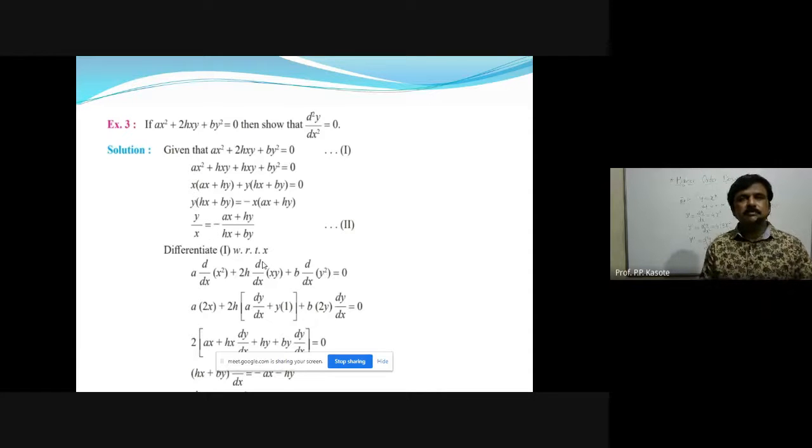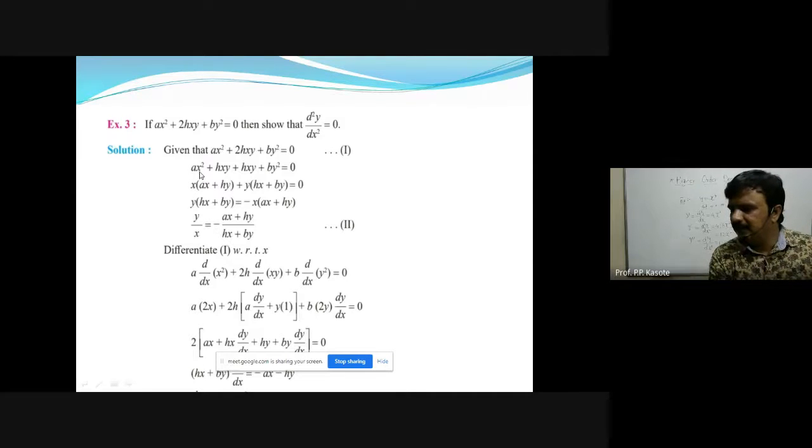Now to prove this, we'll have to use a simple trick. What the simple trick is: we'll split the middle term of the given equation. We'll try to simplify the given function in a simpler form. Now how to simplify this? We'll split the middle term, because it is 2hxy over here. We can write it as hxy plus hxy.